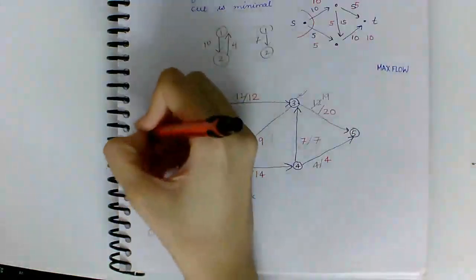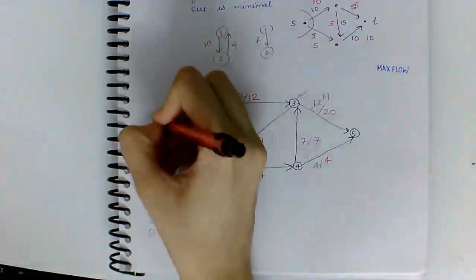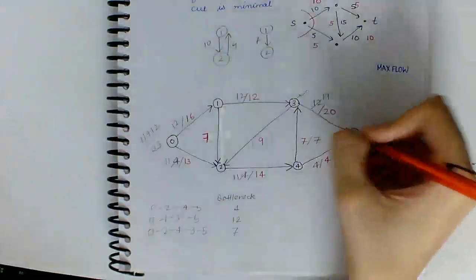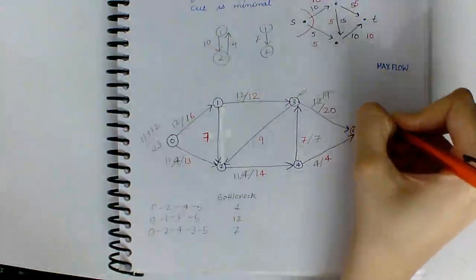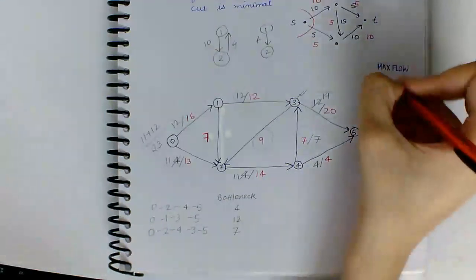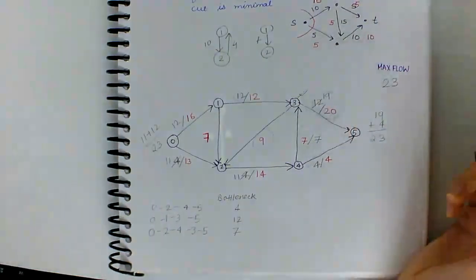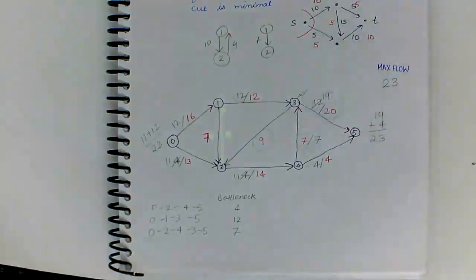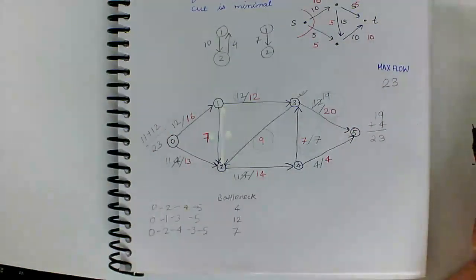So what is the total sum here? 11 plus 12 is 23, and 19 plus 4 is also 23. The maximum flow comes out to be 23. This is one method of solving this question.